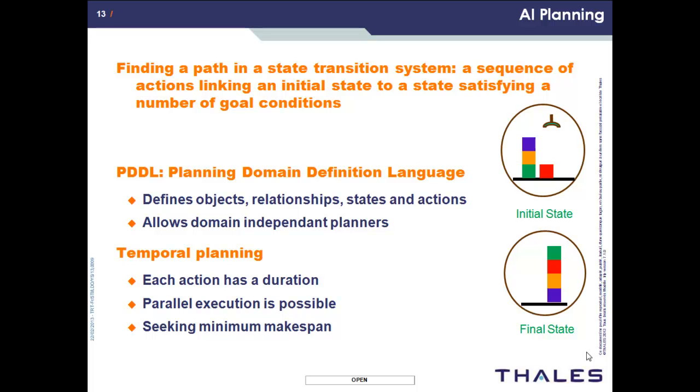There are several kinds of planning problems. One of them, which is the focus of our team, is temporal planning, in which each action has a duration and can be executed in parallel with other tasks, provided resource constraints are respected. And the fitness function is usually the makespan, which means the difference between the end of the last action and the start of the first action in the plan.